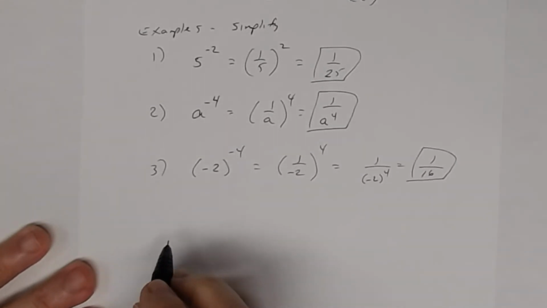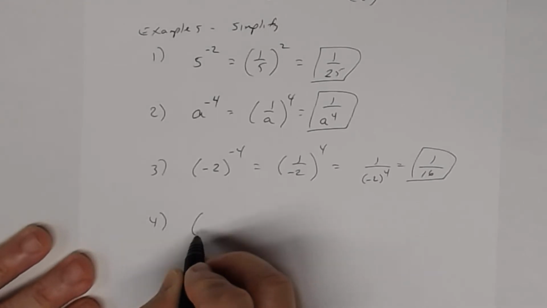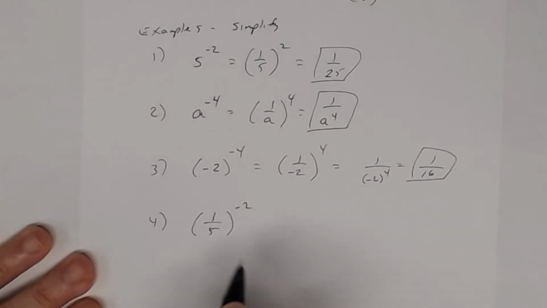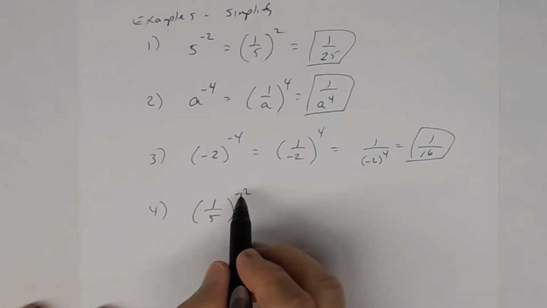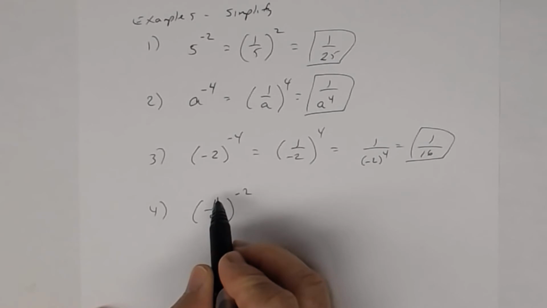Okay, so let's look at this one. So using that same idea, what if you had this, though? What if you had 1 divided by 5 raised to the negative 2nd power? Think about what we're talking about, right? If I want to make that exponent positive, then I have to think about the base. What is the base? The base is 1/5.